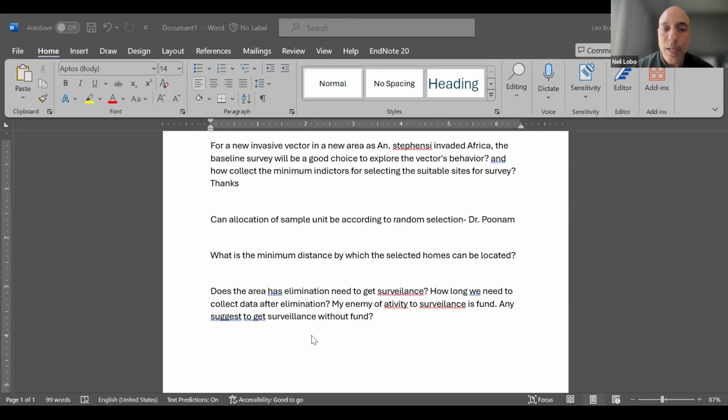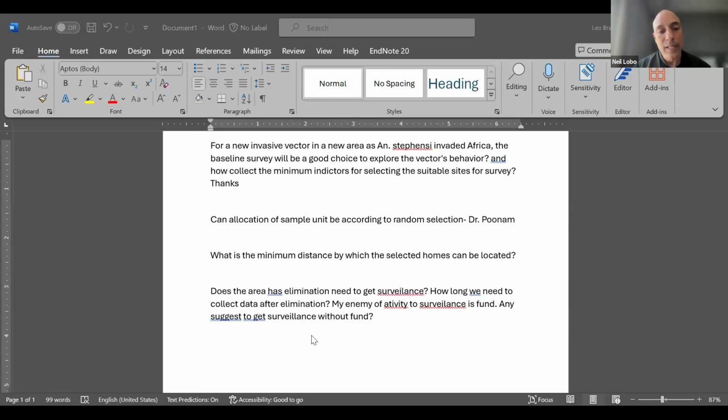What is the minimum distance by which selected homes can be located? This, of course, is also based on your question. If you're looking at interaction between collection methods, you might want to have a little bit of distance between them. For example, your PSC in one house may, but not necessarily, impact your PSC in the neighbor's house. Another reason for looking at distance would be distance to a larval site. There is data that suggests that houses closer to larval sites have higher mosquito numbers than those further away.